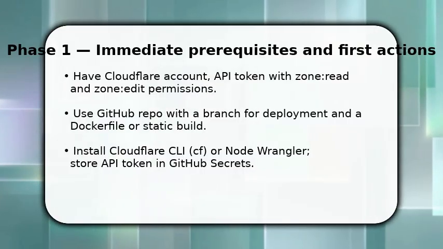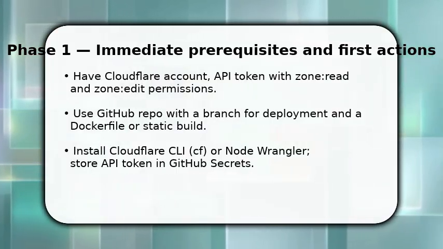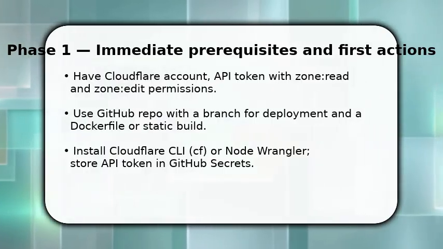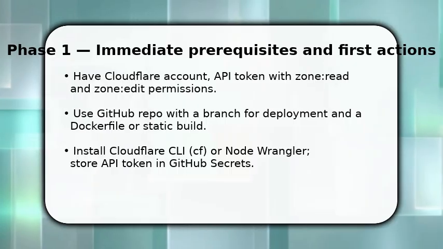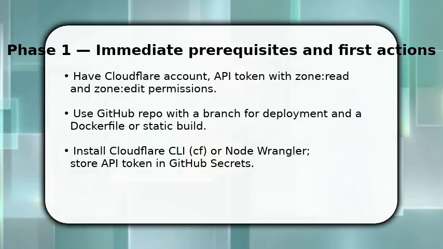You begin by preparing credentials and a target repo. Create a Cloudflare API token scoped to your zone and Workers or Pages as needed. Store it in GitHub secrets. Make sure your repository has a build command and output folder, or a Dockerfile if using containers.